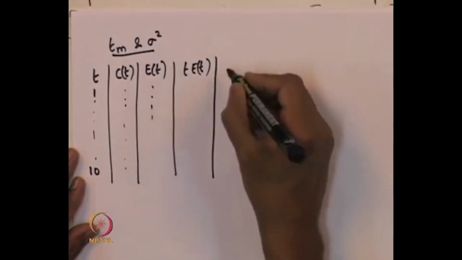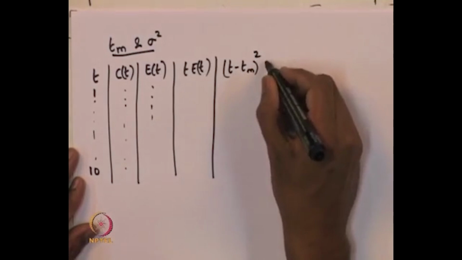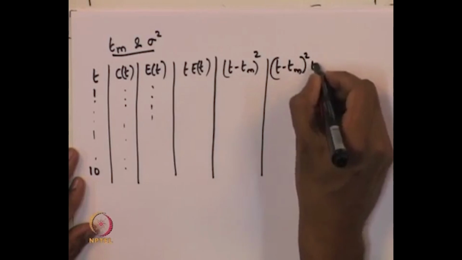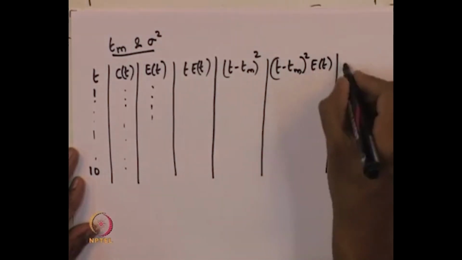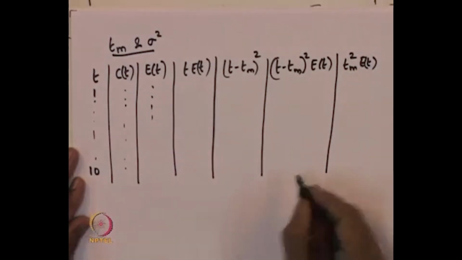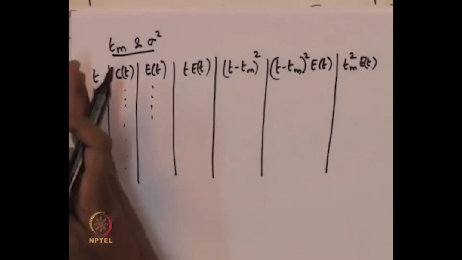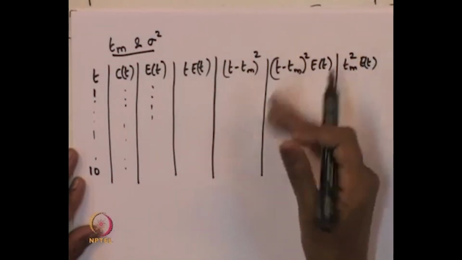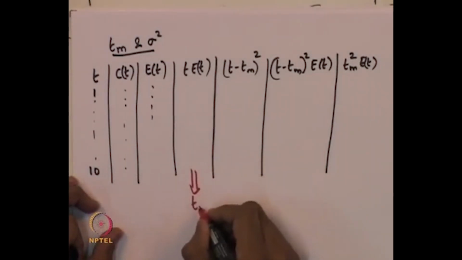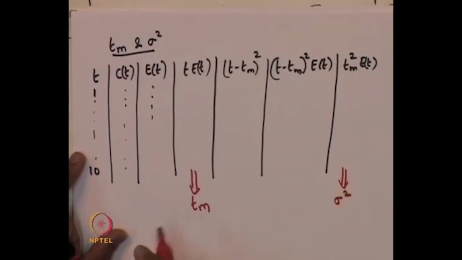which can be used to find the mean residence time. The next step is to estimate t minus T m the whole square, and then find t minus T m the whole square into E of t, and from here one can find T m square into E of t. So, once the experimental data of time versus tracer concentration is available, one can fill up this table, and from this column one can estimate the mean residence time, and from this column one can estimate sigma square.